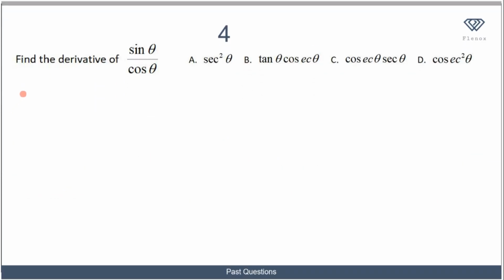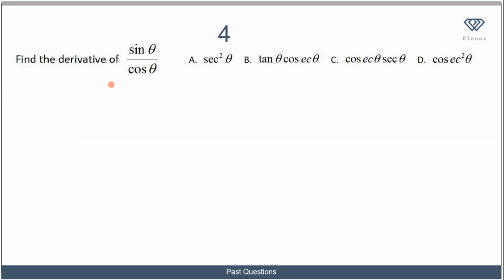So here we are told to find the derivative of sine theta over cos theta. Now this is a very tricky and funny and at the same time straightforward question. So what would you be tempted to do normally? Normally you would want to apply the quotient rule, and you should take note that when you apply the quotient rule, you will still get the same answer, but there is a far quicker and easier way to go about this.